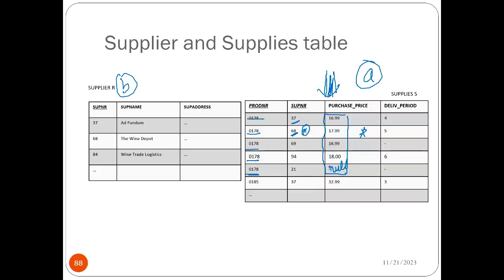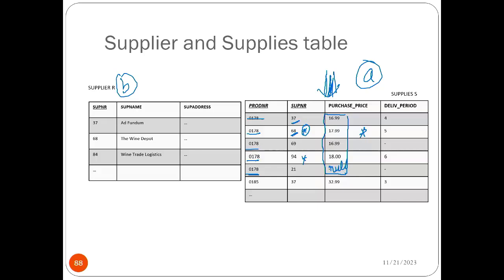What do you say about 69? Well, 16.99 is not greater than even 1. 94? Well, for 94 also, if you look at its price, 18 is greater than what? It is greater than 16.99 as well as 17.99.